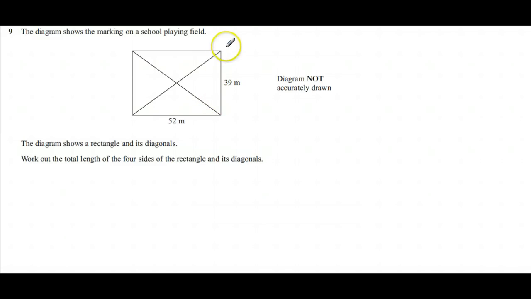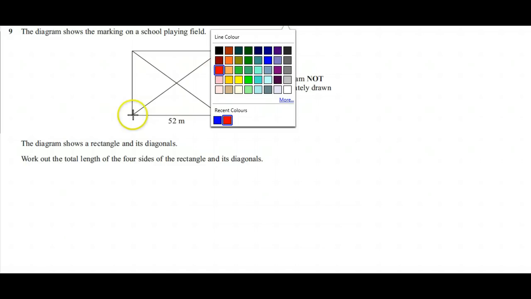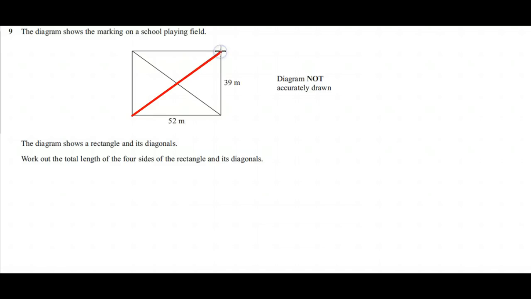So if we first of all start with the perimeter of the rectangle, we've got two 52s and two 39s. The first work you want to do is for the diagonals. So hopefully you'll spot, and I'll just demonstrate it using a coloured line, that the diagonals are part of a right angle triangle. We know it's a right angle triangle because it tells us it's a rectangle. So you've got a right angle triangle there, and to work out the length of diagonal we can use Pythagoras.